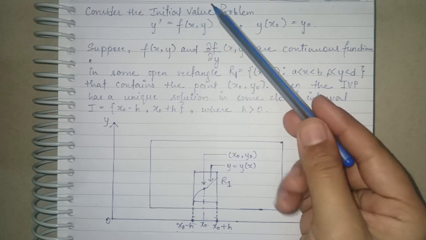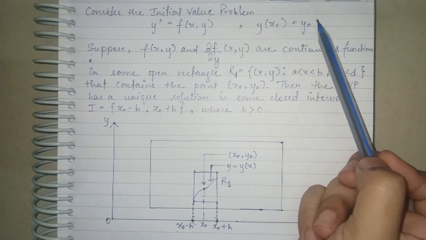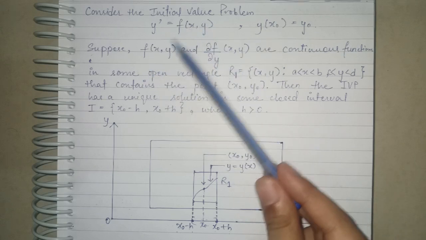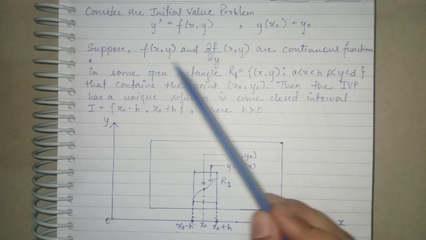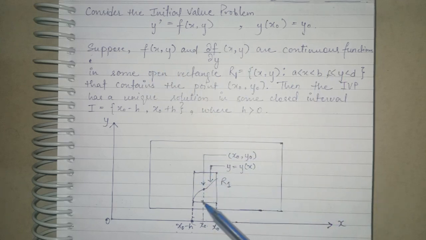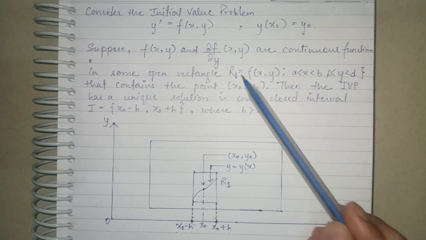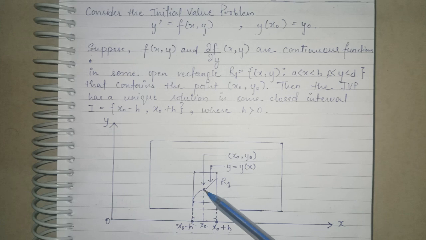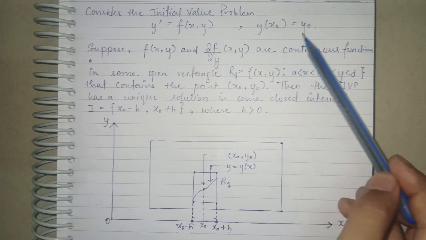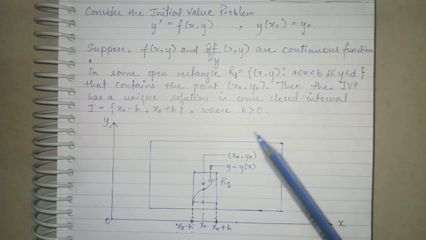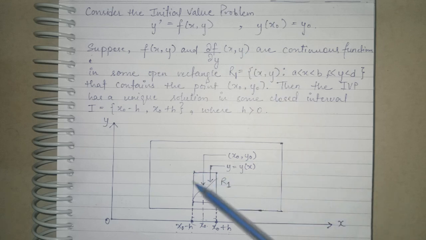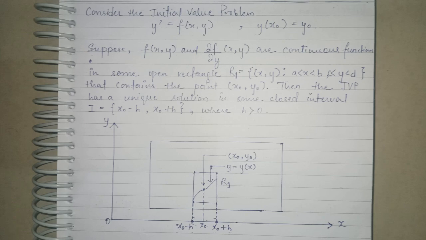Again, I'm repeating: if you are given an initial value problem with an initial condition, and you find that the function f(x, y) and its partial derivative with respect to y are continuous in some open rectangle R1 that contains all the points (x, y) where x lies between a and b and y lies between c and d, and this region also contains (x naught, y naught), which we get from the initial condition, then we can say that our initial value problem will have a unique solution in the closed interval I equals x naught minus h to x naught plus h. Now we have a question.